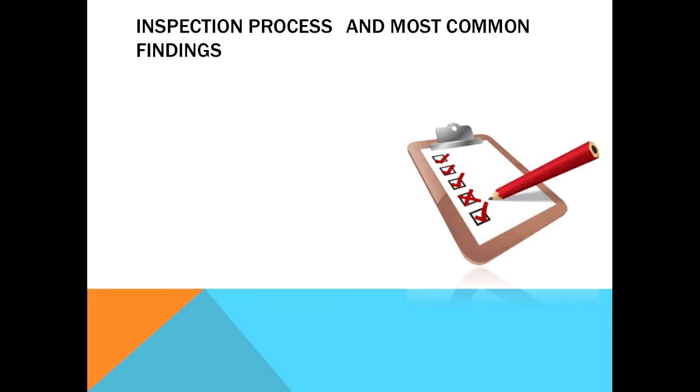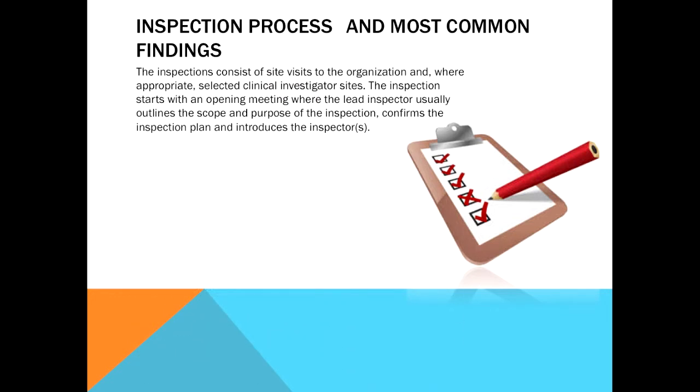Now that we have reviewed the differences between audits and inspections, let's take a look at what the inspection process is. The inspections consist of site visits to the organisation and, where appropriate, selected clinical investigator sites. The inspection starts with an opening meeting where the lead inspector usually outlines the scope and purpose of the inspection, confirms the inspection plan, and introduces the inspectors.